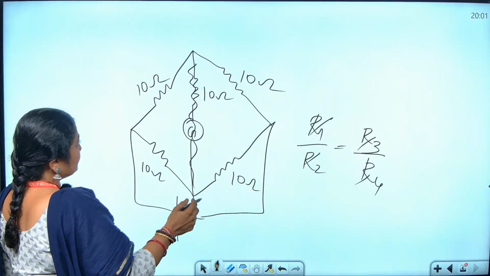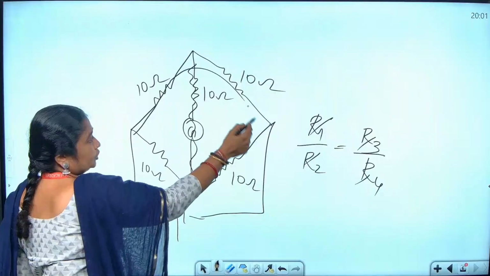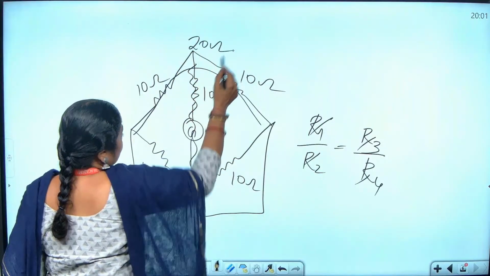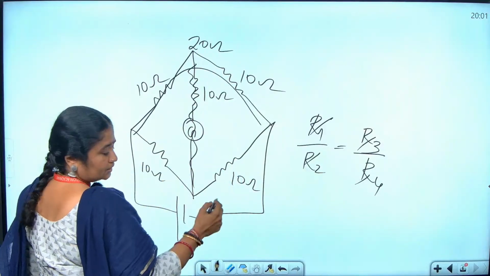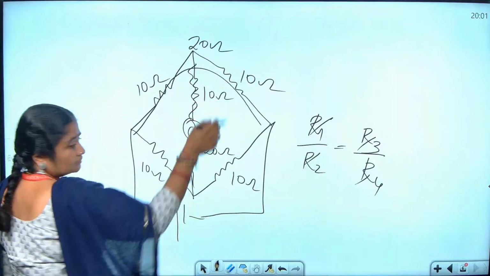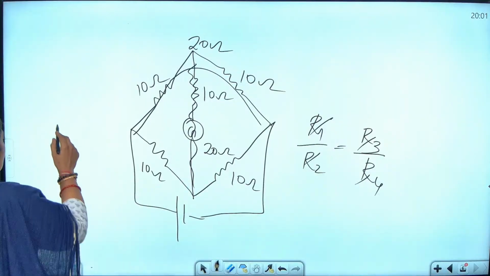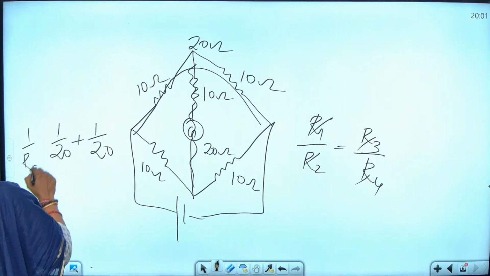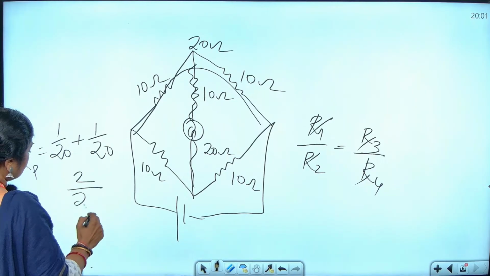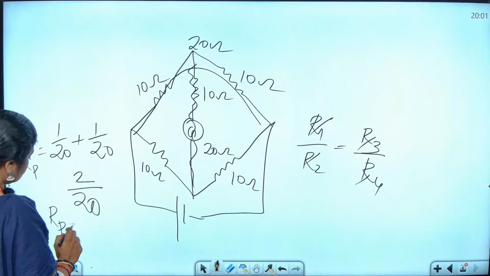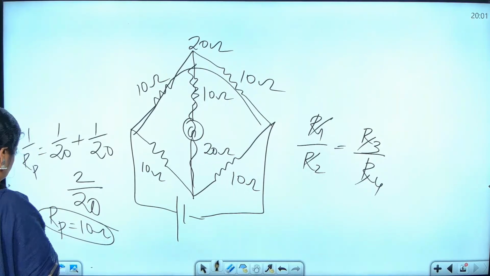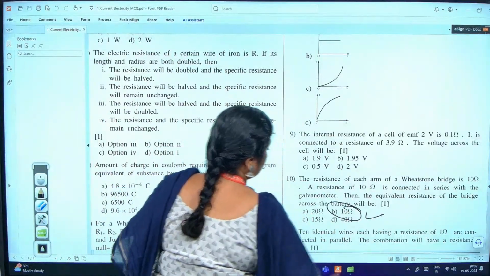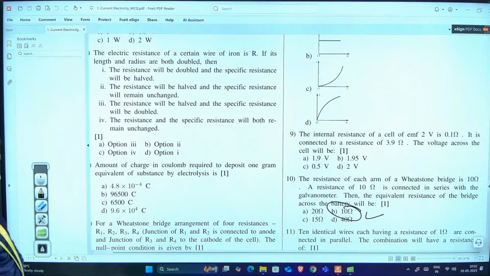Now what is the effective resistance? This 10 ohm and this 10 ohm are in series, so the effective resistance here is 20 ohms. What is the effective resistance in this branch? Again 20. And these two are in parallel to each other. So 1 by 20 plus 1 by 20 is equal to 1 by Rp. So 2 by 20, Rp is equal to 20 by 2. Answer is 10 ohms.